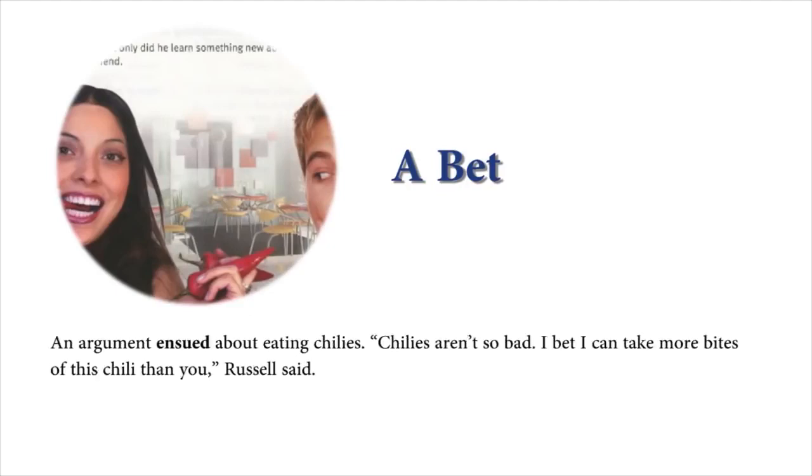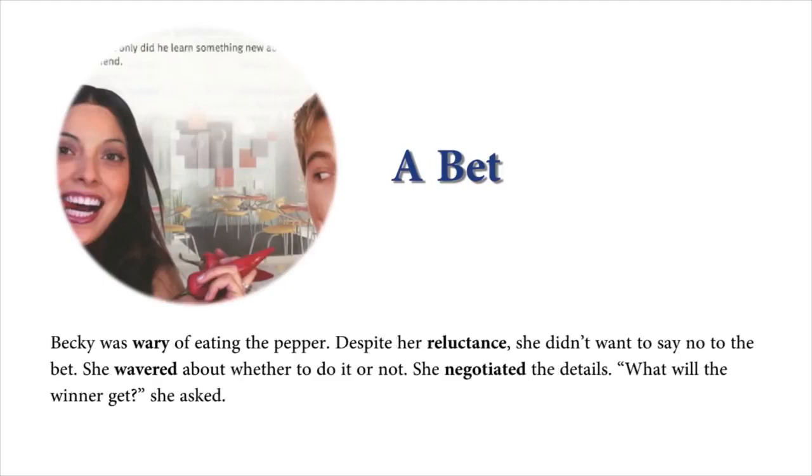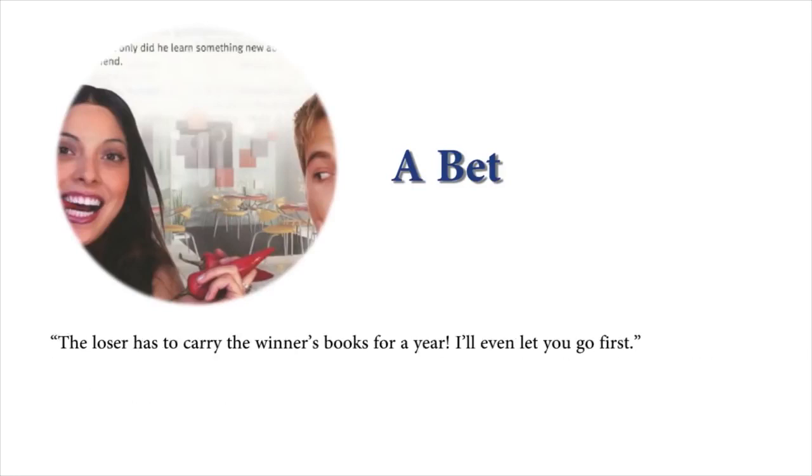"Chilies aren't so bad. I bet I can take more bites of this chili than you," Russell said. Becky was wary of eating the pepper. Despite her reluctance, she didn't want to say no to the bet. She wavered about whether to do it or not. She negotiated the details. "What will the winner get?" she asked. "The loser has to carry the winner's books for a year. I'll even let you go first."